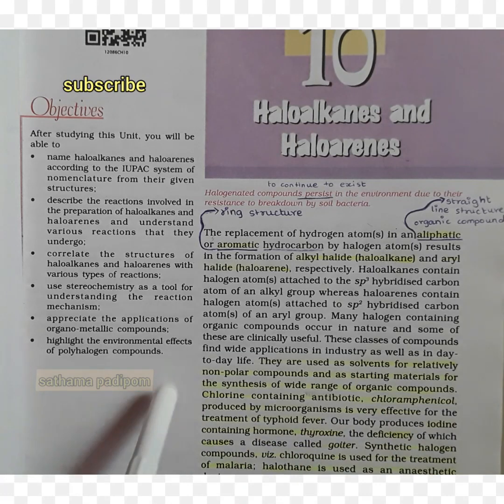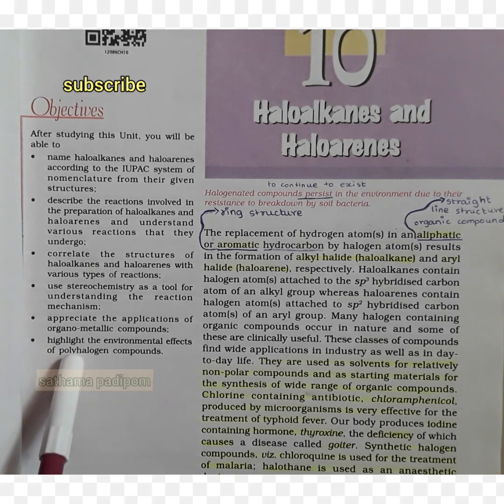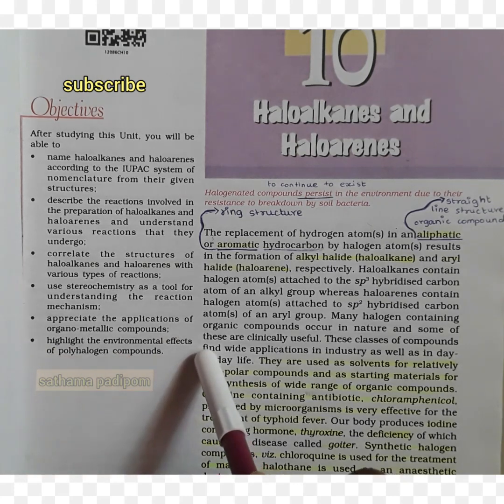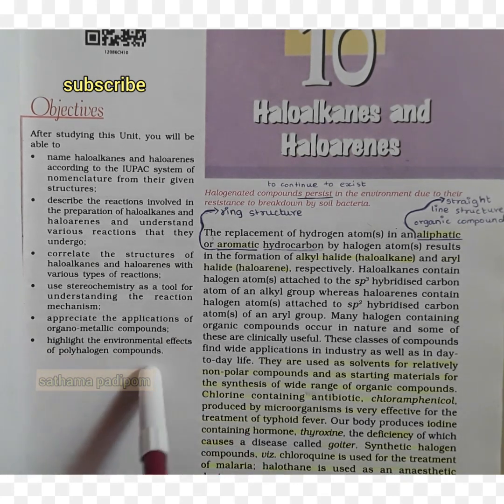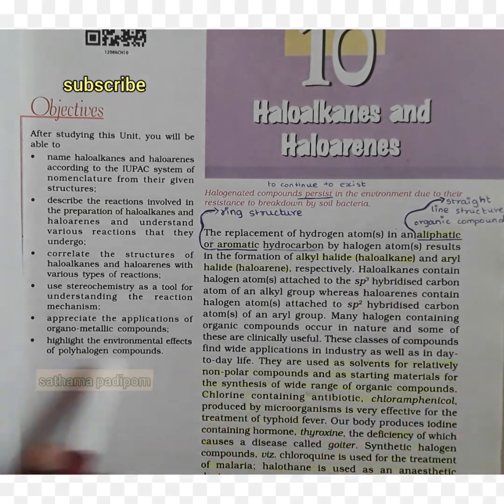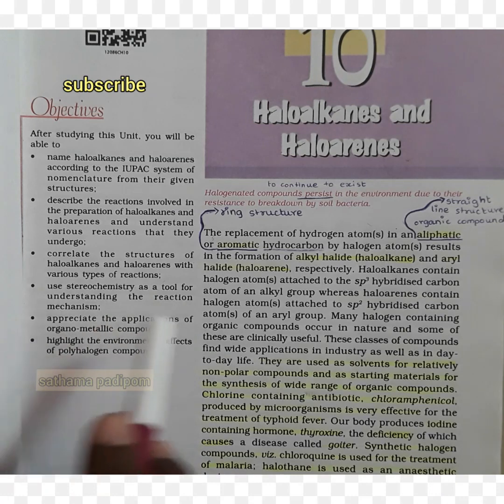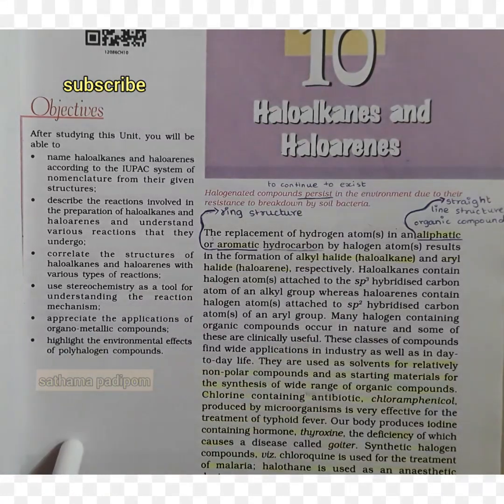Okay, next, at the end of this chapter you will be able to highlight the environmental effects of polyhalogen compounds. Poly means many. So many halogen compounds, how do they affect the environment?